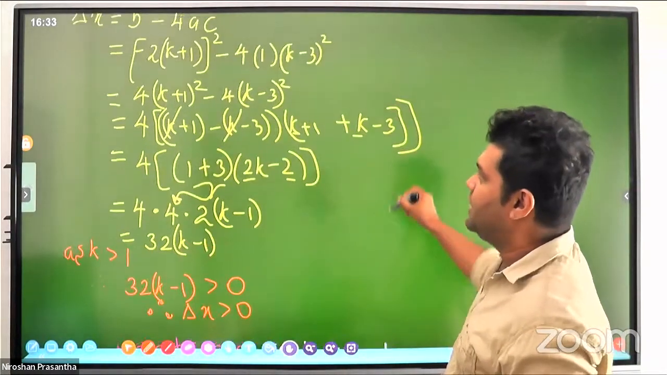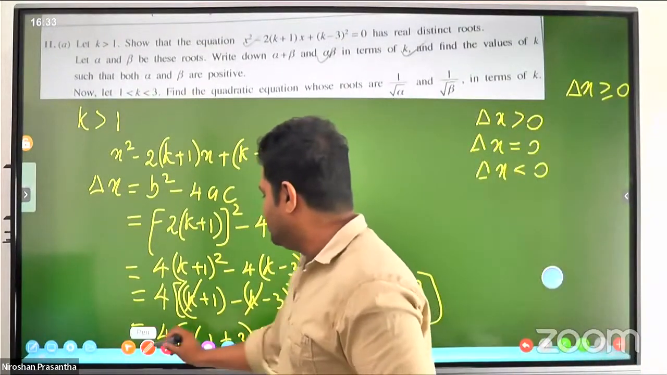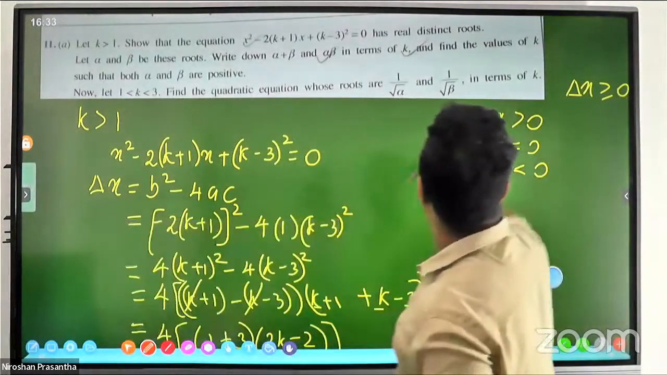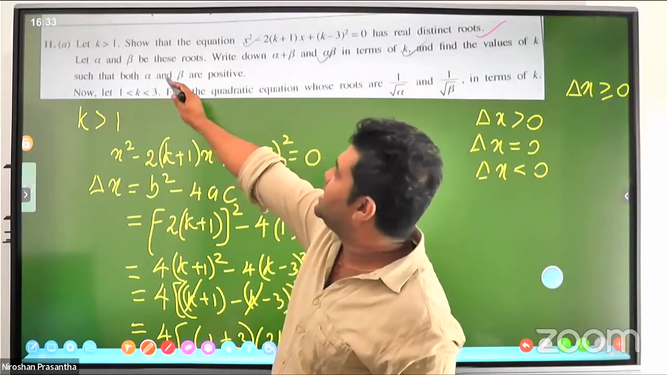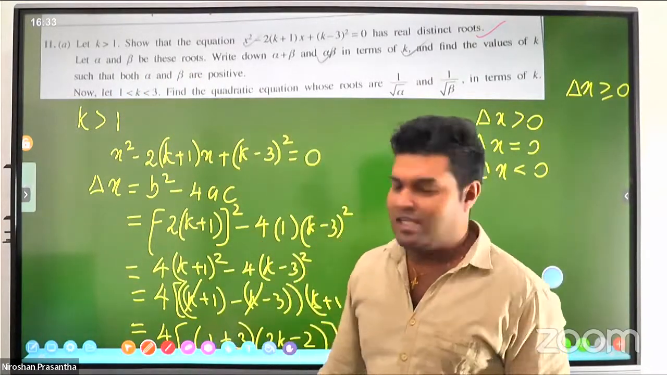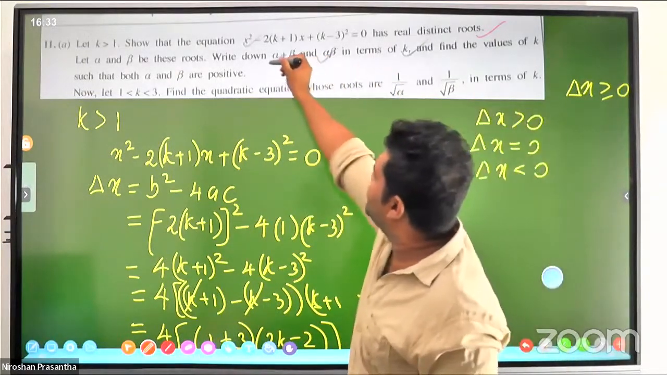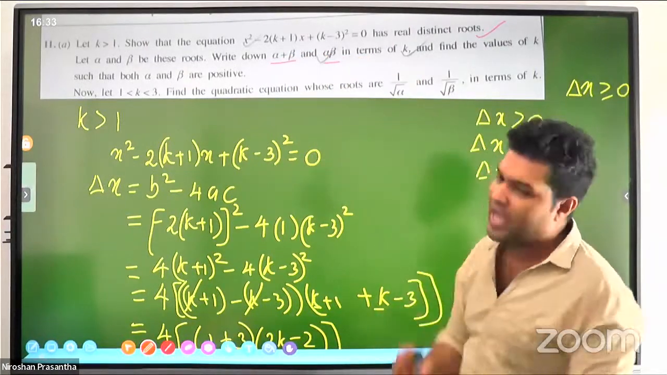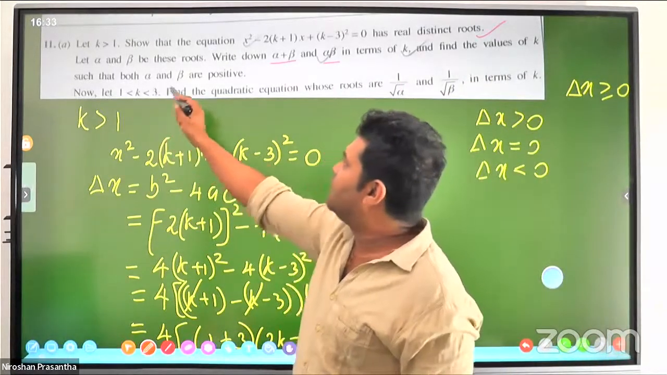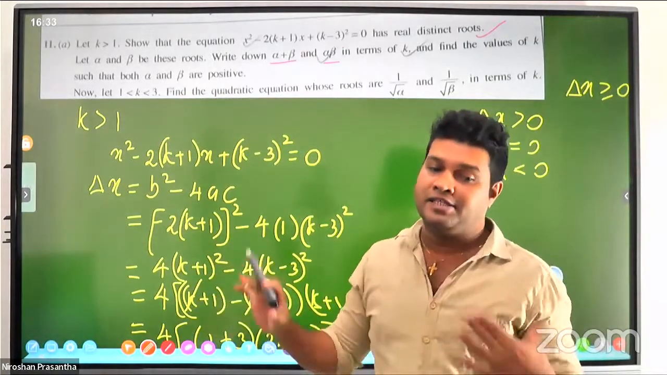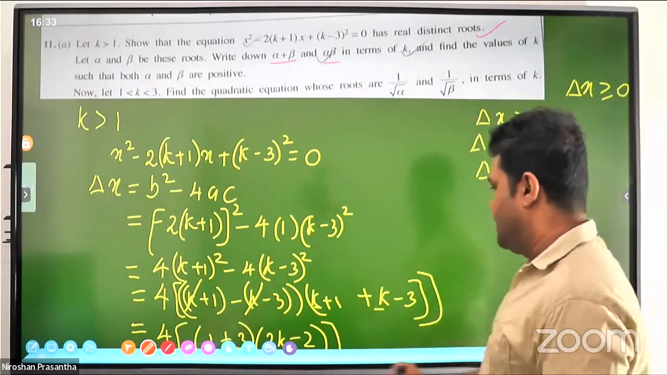The same problem. There are several cases. In addition to this part that we did, we have to further do this: let alpha and beta be these roots. These roots are alpha and beta. Write down alpha plus beta and alpha beta in terms of k. And find the values of k such that both alpha and beta are positive. We will discuss that case later. Before that we can write down alpha plus beta and alpha beta together. We will write it.